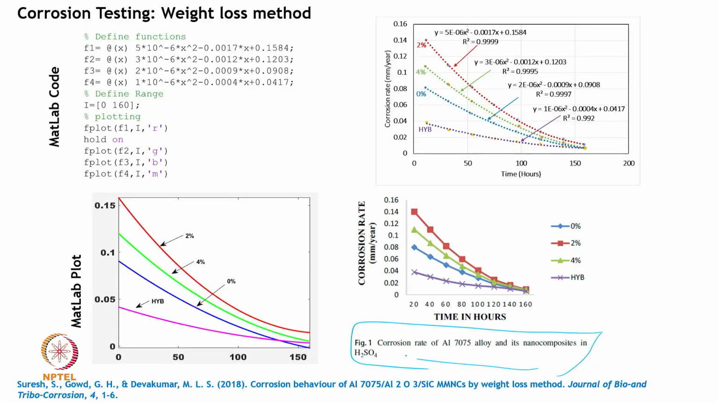Now, coming to the second, in the NaCl case, we are able to see this comparison that has been shown. Sorry, in this case we are giving the second slide also on Na2SO4, and the next slide is on NaCl. For the Na2SO4, this is the MATLAB code, which is again a very simple way of writing function 1, function 2, function 3, function 4, and it is related to 2%, 4%, 0% and hybrid nanocomposites. And then we are able to see the results.